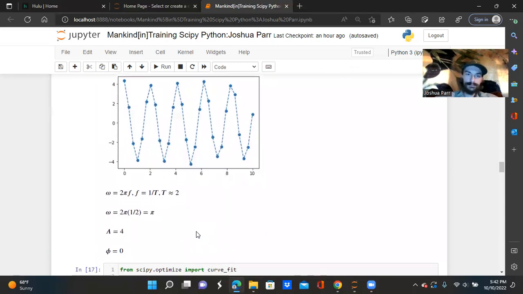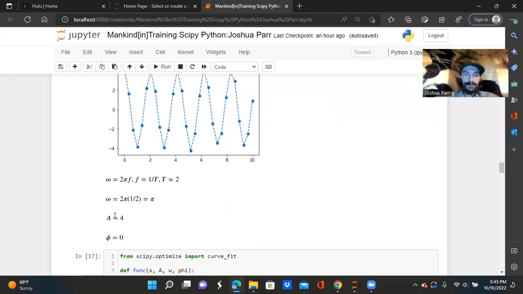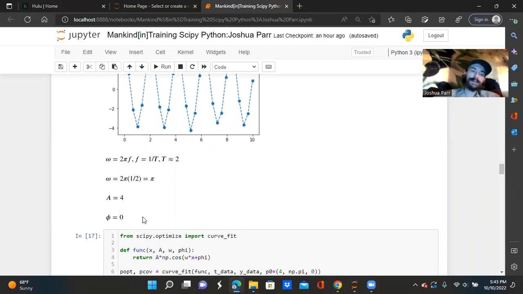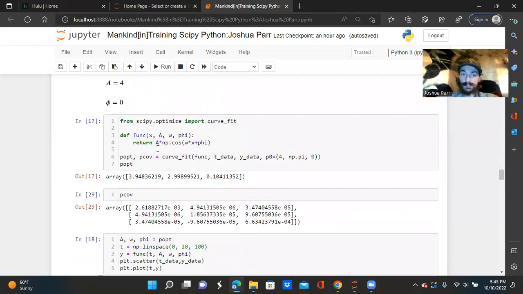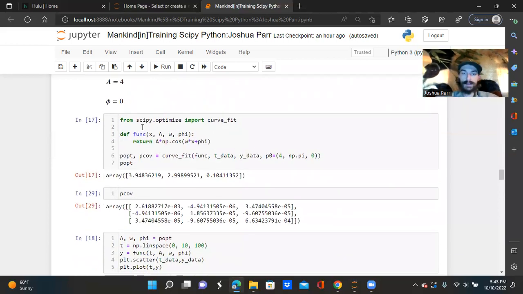And when I did that, we got this, and it looks like omega being equal to 2 pi f, f being equal to 1 over T, and T being approximately 2. So omega equaling 2 pi times 1/2 equaling pi, and A equals 4 and phi equals 0. With this information, I will create a new function to put into the curve fit.